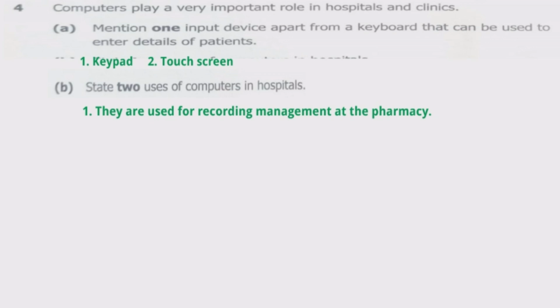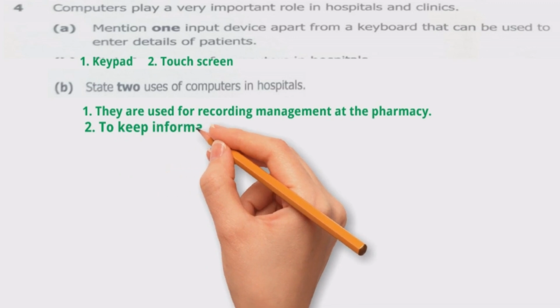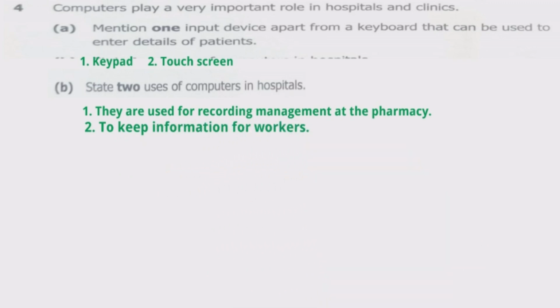They will put in that information in the computer so that it can be easily accessed and easily stored. The records that are recorded at the pharmacy will be stored in the computer as well as being entered in the computer for easy access. The other one is to keep information for workers.